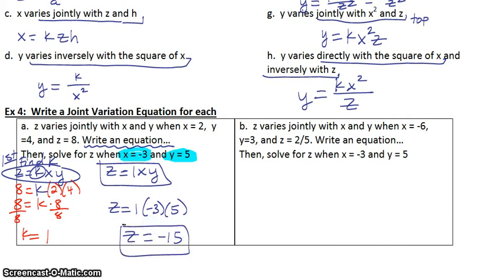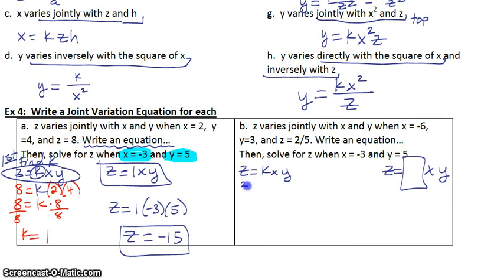Alright, part B, similar situation, just a little bit more tricky numbers. So again, it says z varies jointly with x and y. That means I'm using my general equation. I know that x is -6, y is 3, z is 2/5. We're supposed to write an equation. So again, I have to find k, and my goal is to figure out what k is and then plug it in right here. So let's go for it.